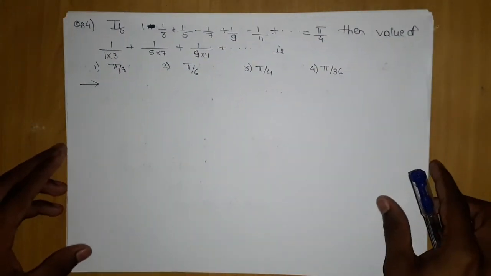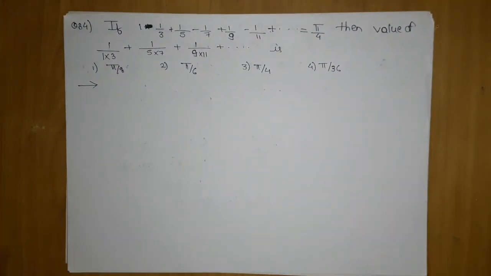Okay, question number 84, which says: if 1 minus 1 by 3 plus 1 by 5 minus 1 by 7 plus 1 by 9 minus 1 by 11 plus and so on is equal to pi by 4, then what is the value of 1 upon 1 into 3 plus 1 upon 5 into 7 plus 1 upon 9 into 11 and so on? To find this value we will do a little observation.